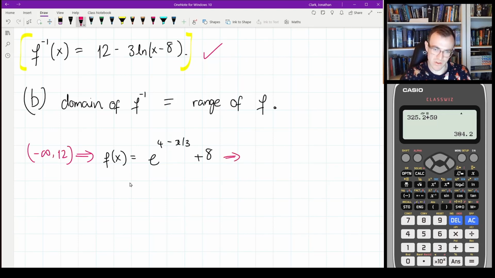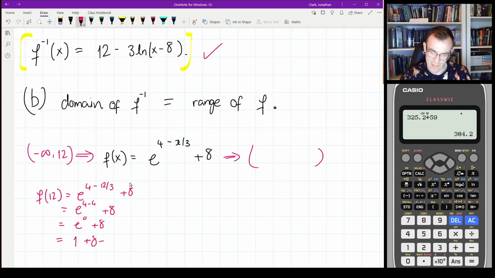And what I'm concerned about is what comes out. So let's think. I'll plug 12 in just to see what's going to happen. I think I've got a bit of an inkling. Yeah, so the power here, 12 over 3, that's 4. So the power is going to work out as 0 in this instance. E to the power of 0 is 1. It's going to work out as 9. So when I plug 12 in, I get 9 out.